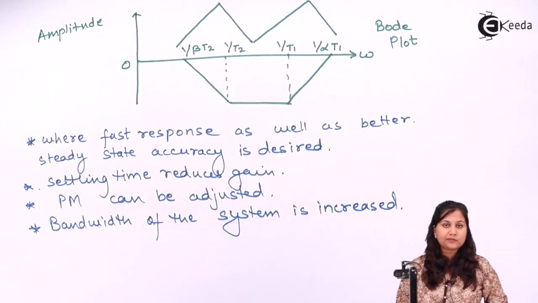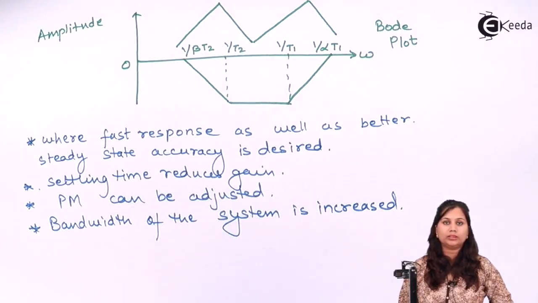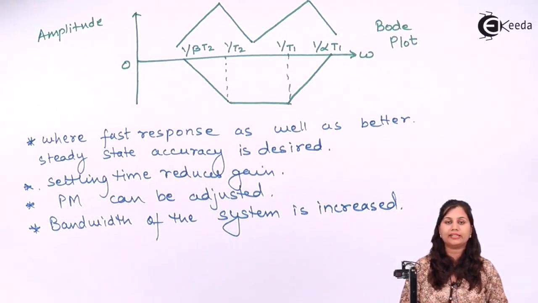So in this video we have studied about the compensators, why compensators are used in the control systems, and we have studied the three types of compensators: phase lag, phase lead and phase lag lead network. So I hope this video is clear to you.